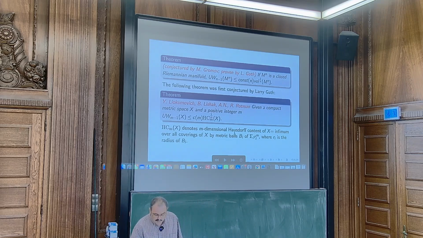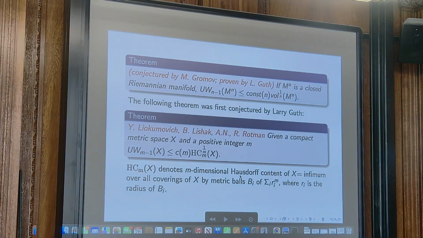So now I would like to remind you what the Hausdorff content is. As anyone saw perhaps in some analysis course, it usually appears in the course of defining Hausdorff measures. So the m-dimensional Hausdorff content is the infimum over all coverings of X by metric balls B_i with radii r_i of the quantity the sum of r_i to the power m.